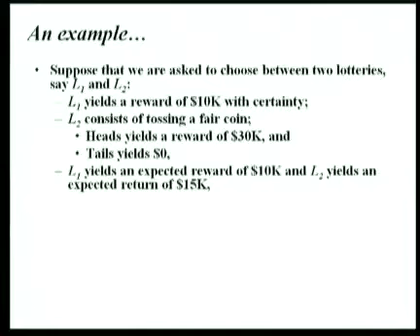So L1 yields an expected reward of $10,000, and L2 yields an expected return of $15,000. Why the 15? Well, it's a fair coin, 50-50 chance. So 0.5 times 30 is 15,000, plus 0.5 times 0 is 0. So the expected value of that L2 is 15,000. So what do you expect? Well, you look at this and you say, wow, I want to go L2. My expected value there is 15K.